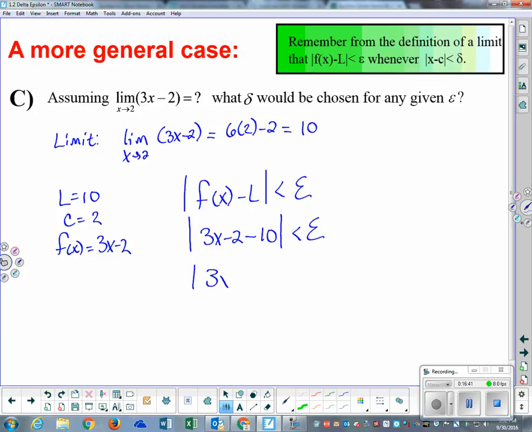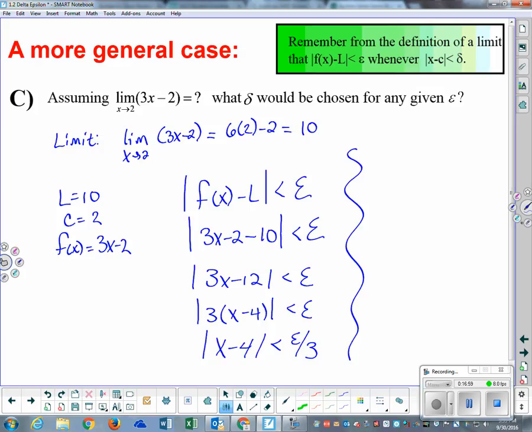That makes 3x minus 12 less than epsilon. And notice I can factor a 3 out, so I'm going to go ahead and do that. And that would give me absolute value of x minus 4 less than epsilon divided by 3. Okay, I kind of just got on a roll there and kept calculating. What is the delta I'm after? Well, the delta I'm after is x minus c, correct? And in our case, our c value, we were approaching as x approaches 2, so we'll have x minus 2 in here has to be less than delta.